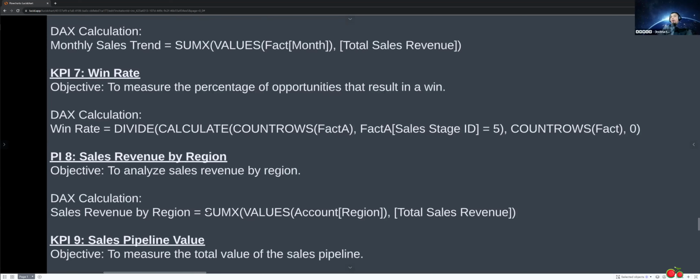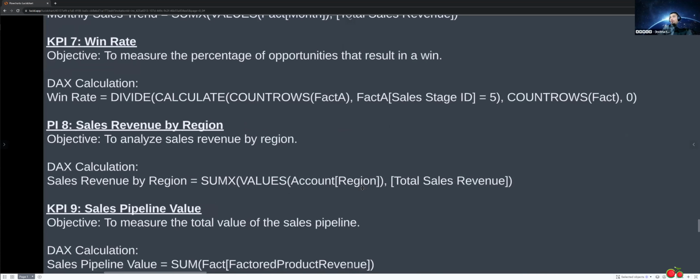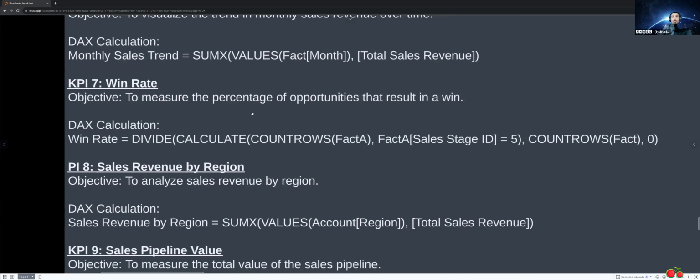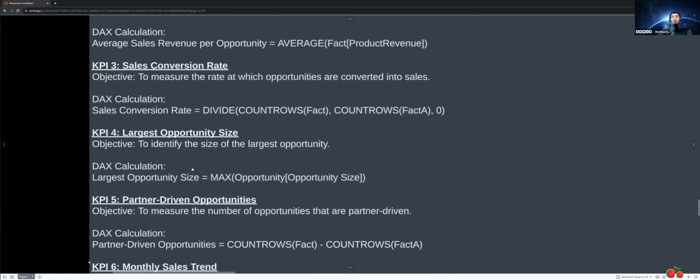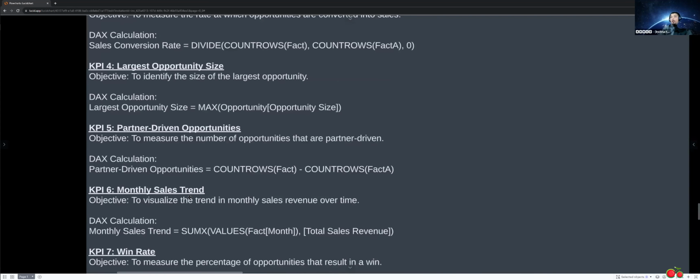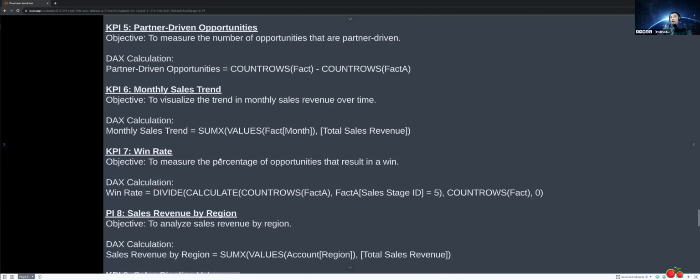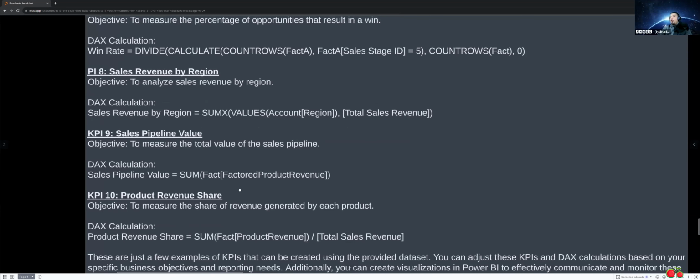Sales revenue by region, and there we go. So I have one from the accounts, and the other one is just the total sales revenue that I created previously. Total sales revenue, I believe we created right here. I believe it was the first one, right? Now I can use this KPI in my other KPI. And the list goes on and on, right? I have sales pipeline value, I have product. You can create more and more.